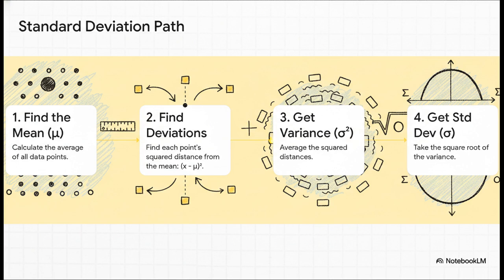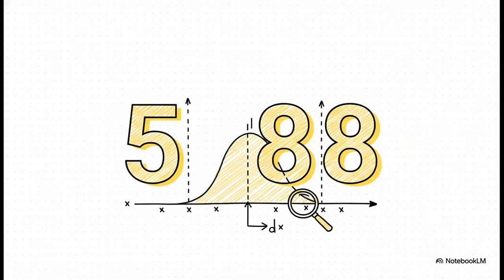Next, and this is the clever part, you square all those distances to get rid of any negative signs, and then you find the average of those squared distances. That number has a name, it's the variance. And for the final step, you just take the square root of that variance and bam, you've got the standard deviation. So, after all that, what's the standard deviation for our little data set?